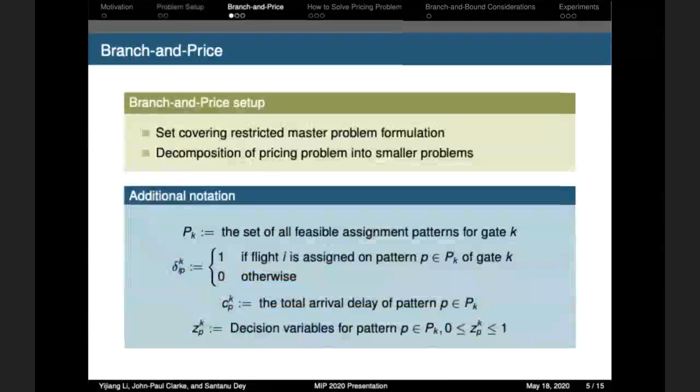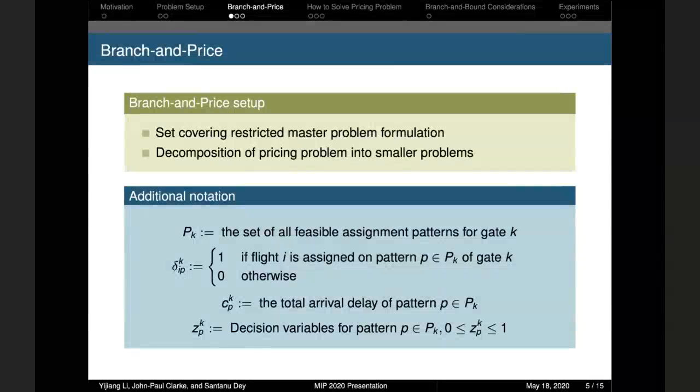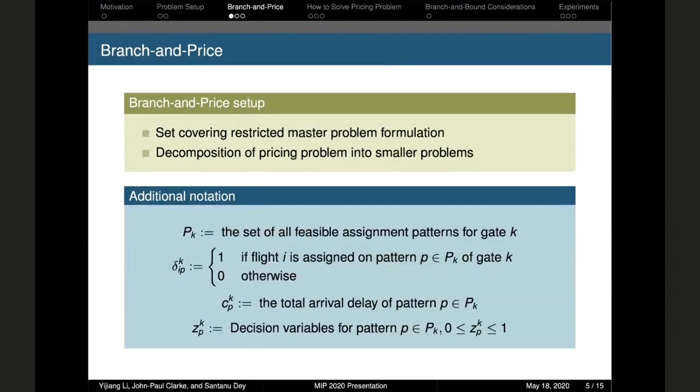So we did a branch and price reformulation. We used the set covering restricted master problem formulation. And for the pricing problem, we know that not all gates have interactions, so they can be decomposed based on their interactions. So we present the simplest case here. We assume all gates are independent.